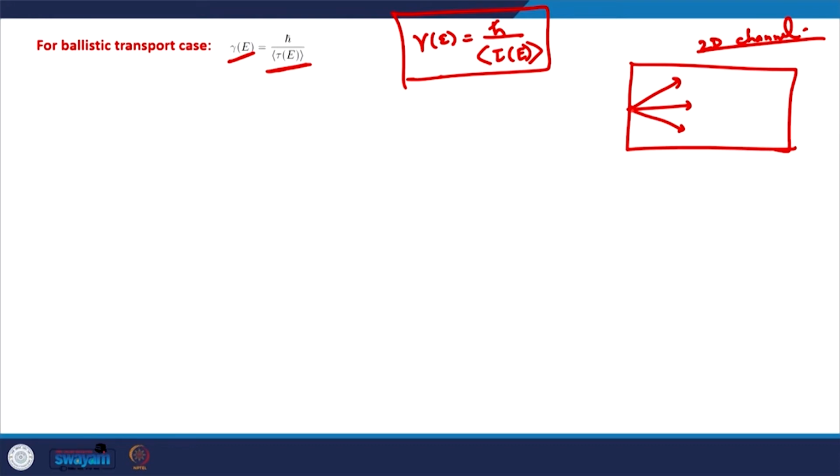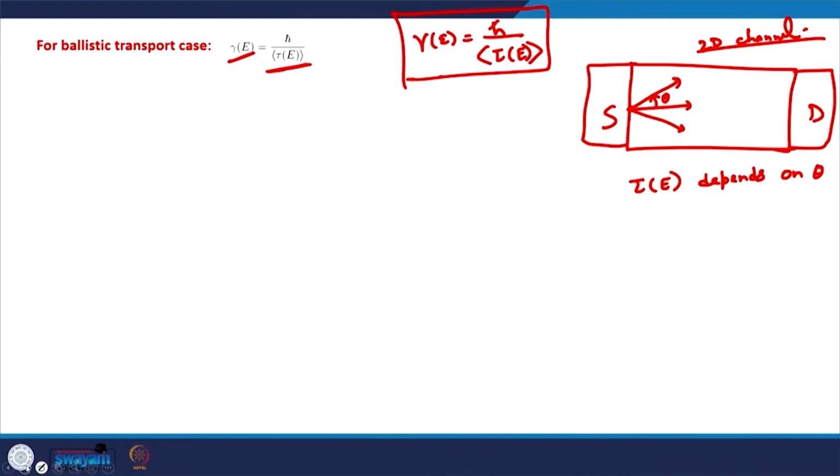So, this tau e is dependent on theta, the angle with which they start from the source side. If that is the channel, this is the source, this is the drain, tau e depends on theta. So, this gamma e in the case of ballistic transport is defined as h bar divided by the average of all the transit times at energy E. That is why we averaged over all the angles at which the electron starts from the source side.